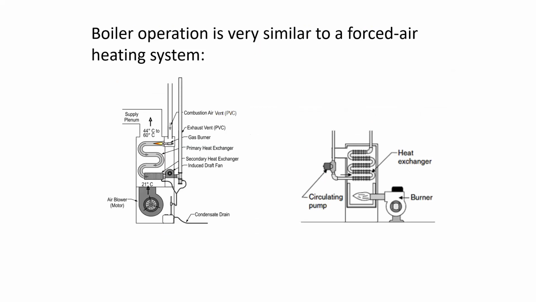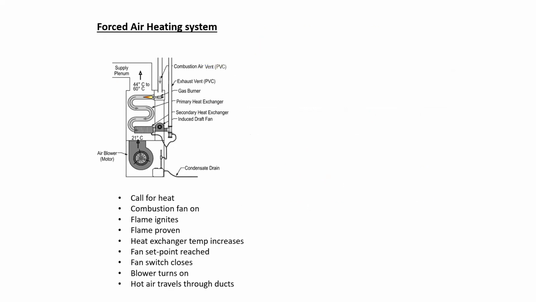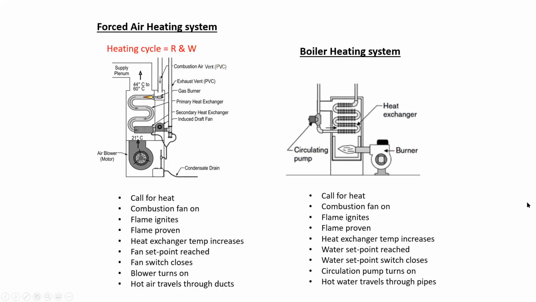Boiler system control. Boiler operation is very similar to forced air heating system operation. And what that means is that in a standard forced air heating system that is mid or high efficient, we have a call for heat from the thermostat, combustion fan turns on, flame ignites, flame proven, heat exchanger temperature rises, the fan set point is reached, the fan switch closes, which then turns the blower on, and hot air travels through the duct system. In a boiler, we would have the same operation, a call for heat from the thermostat.